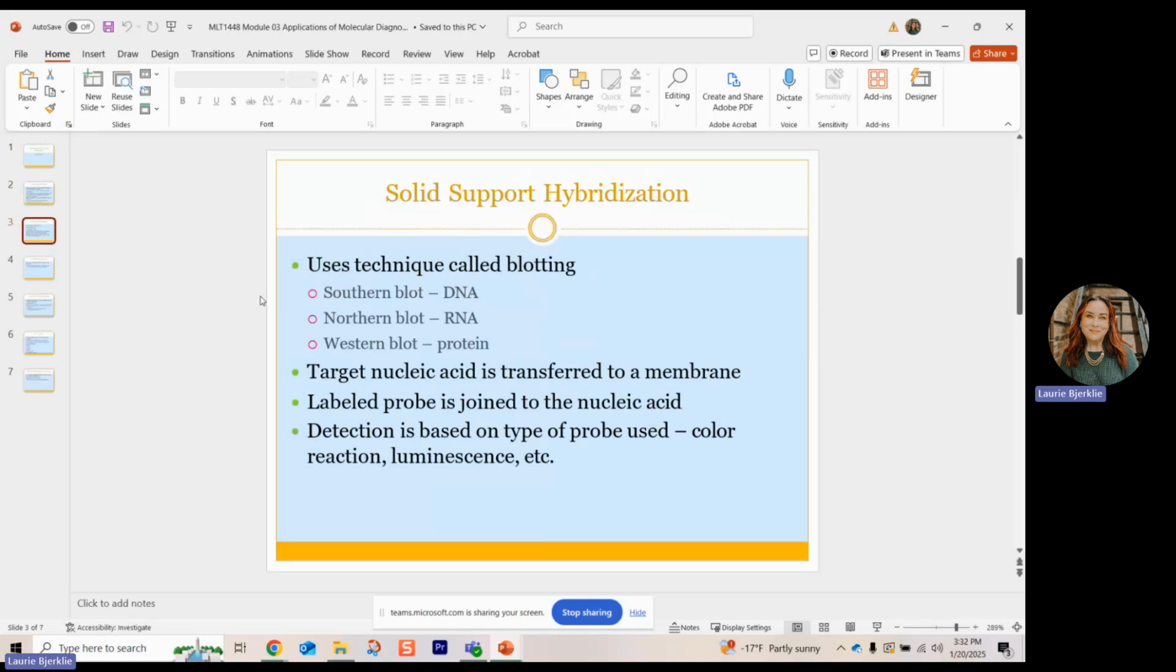But it just shows you there are other ways to confirm if some virus or bacteria is present, by looking for the DNA of it, the RNA of it, or the protein from it. So again, there's a target nucleic acid, and they have a labeled probe that's going to go and try to bind with it if it's there, and then a color reaction, a luminescence, something's going to happen to signal that it was there.